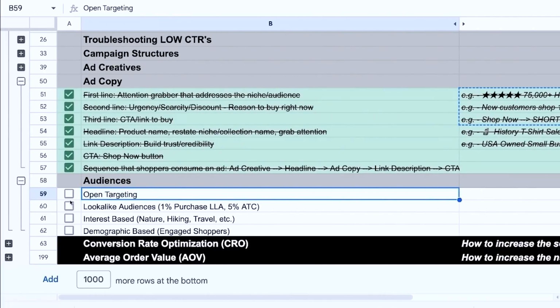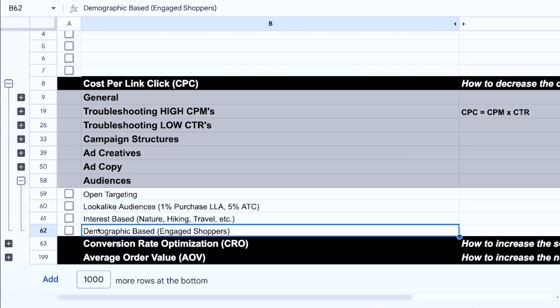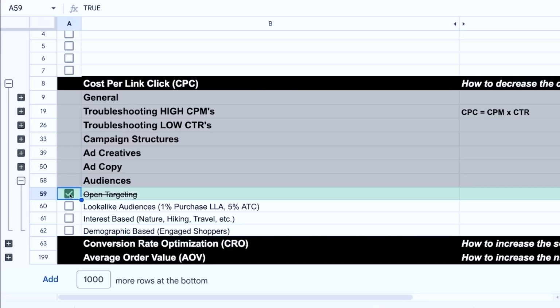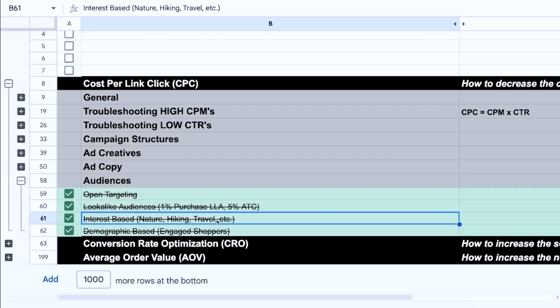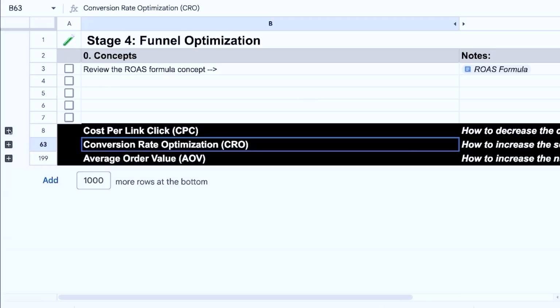Quick tangent, but next, audiences that we can test: open targeting, lookalikes, interest-based, and demographic. These are different audiences that you can test. I can say confidently that even still to this day, after testing a bunch of different interests and lookalikes, open targeting still performs the best for us and gets the cheapest CPCs.